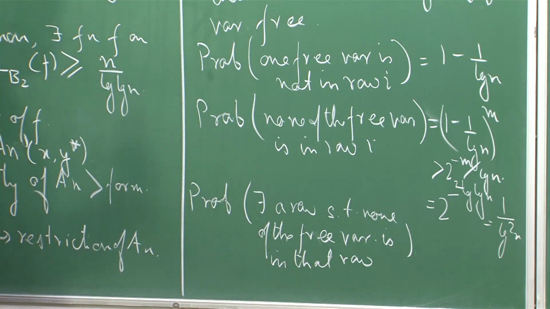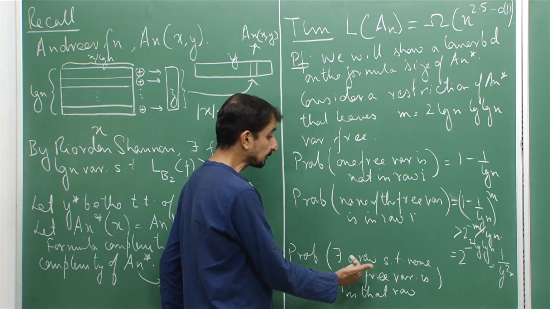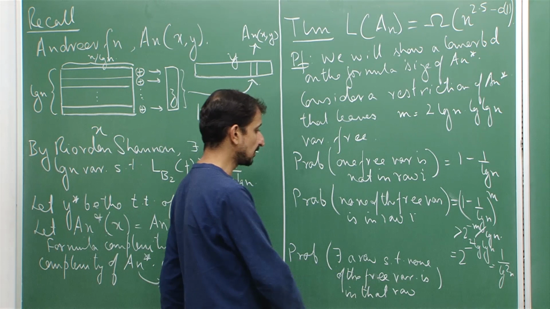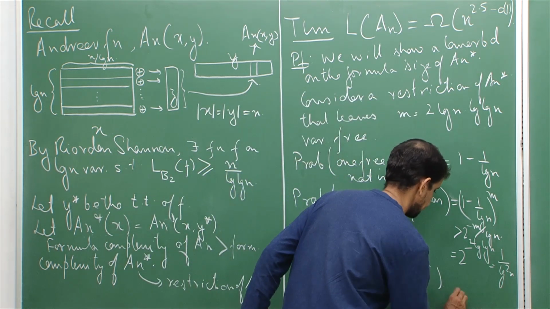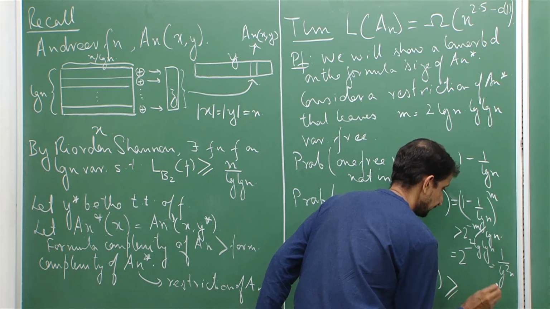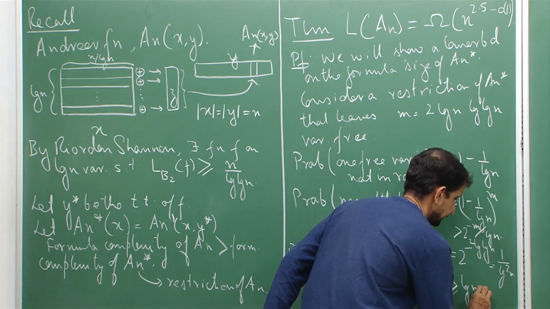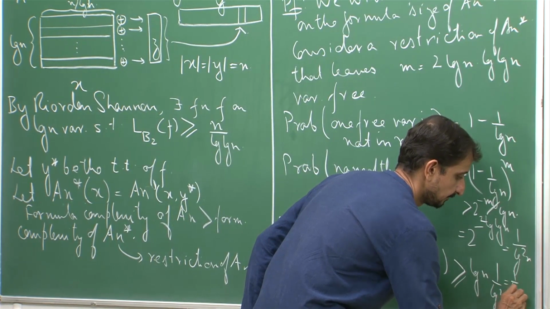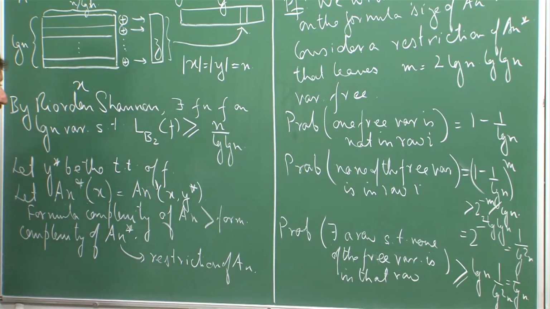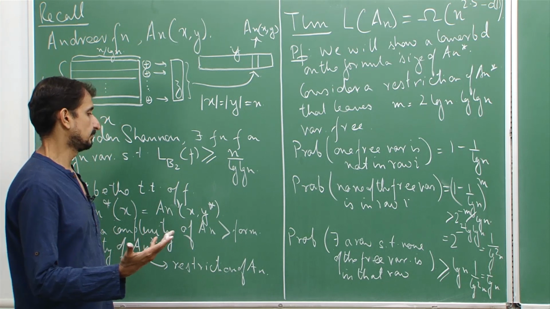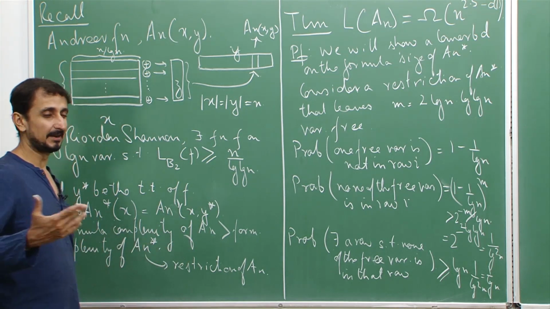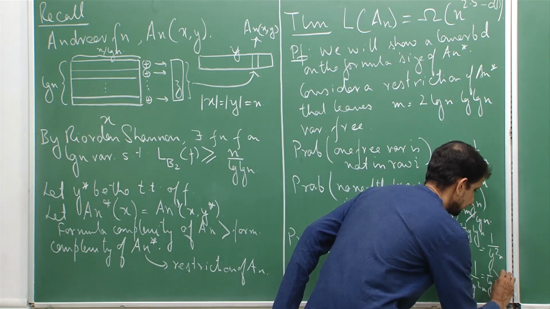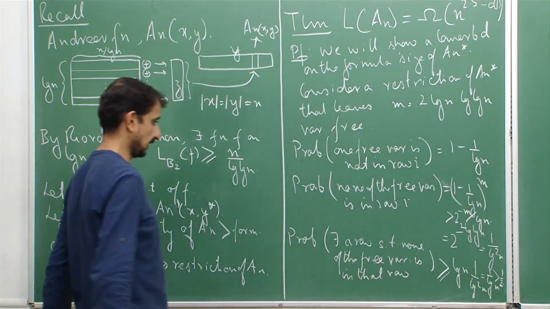Now, if I take a union over all rows, what is the probability that there exists a row such that the same condition happens? So, I will take a union bound. The number of rows is log n. So, this quantity is greater than or equal to log n times 1 over log square n, which is equal to 1 over log n. Okay. And now, we will use the fact that 1 over log n is greater than or equal to half for n bigger than 3 itself. So, this quantity is greater than half for large n.